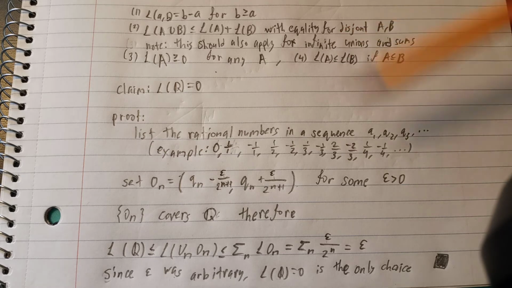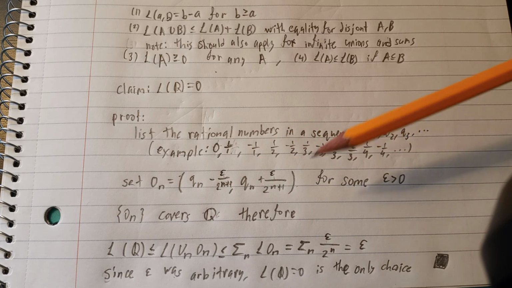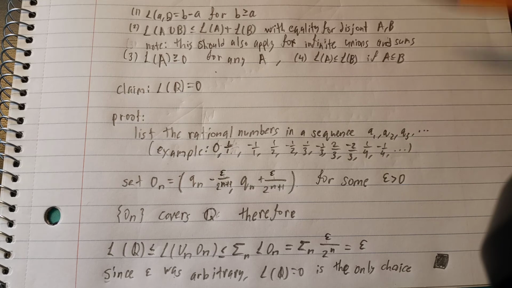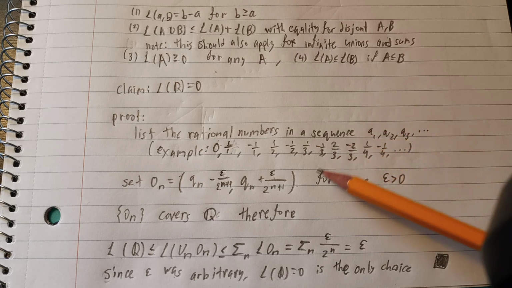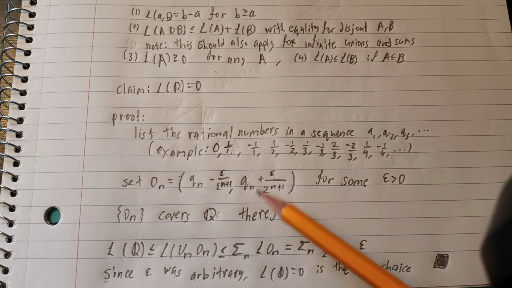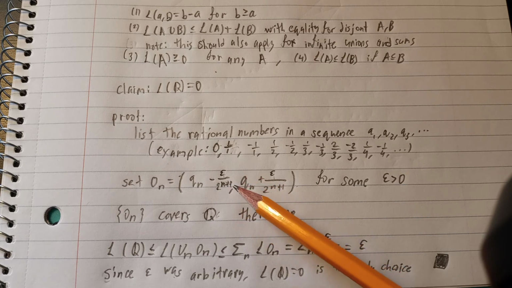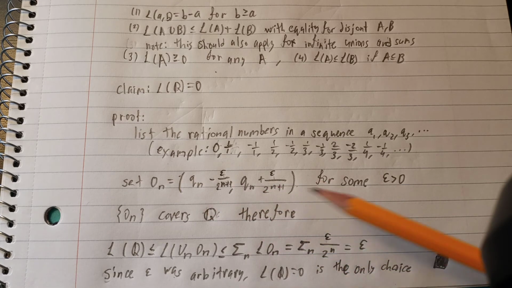And then we're going to come up with a sequence of sets, O_n, that basically covers each rational number with a little interval. So here we have an interval that's centered at q_n with length epsilon over 2 to the n, where epsilon is just some positive number. So at each rational number, we'll have a little interval, and each of these intervals will get smaller and smaller as you go further along in the list. Now, if you take the union of all the sequence of sets, then it'll cover every single rational number because every single rational number appears on this list.